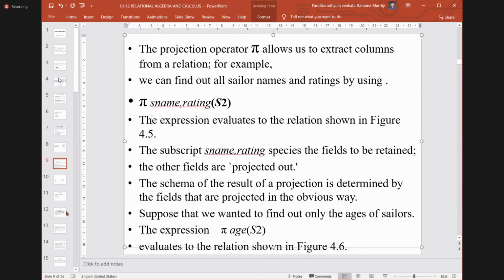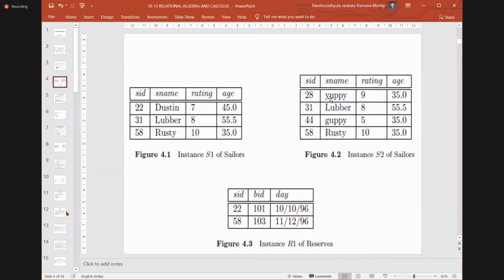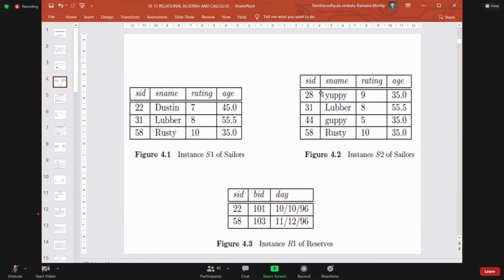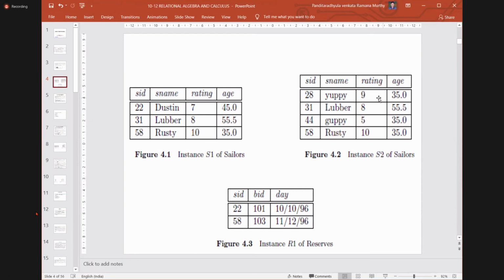So from the S2 table, it is asking to filter the columns S name and rating. It is asking to retrieve the S name and rating columns to us. At the same time, it is omitting the SID and age columns.